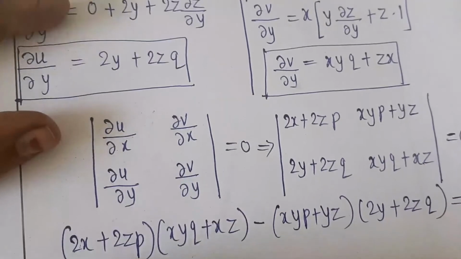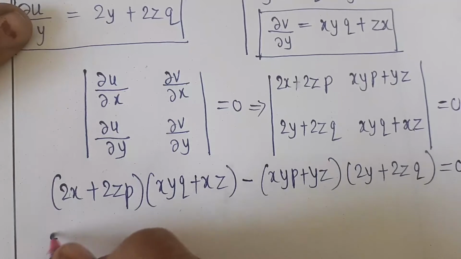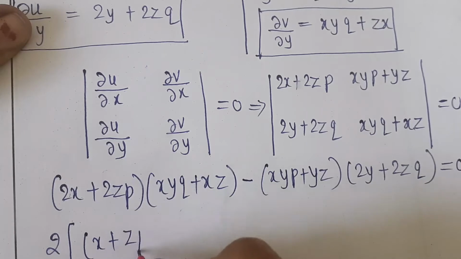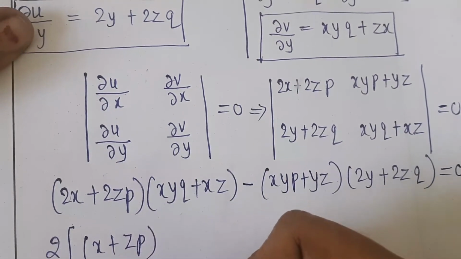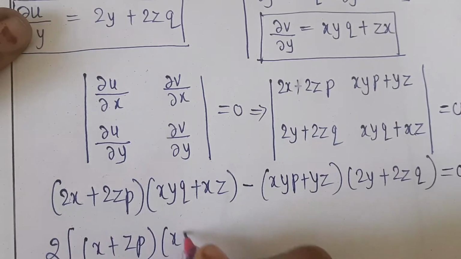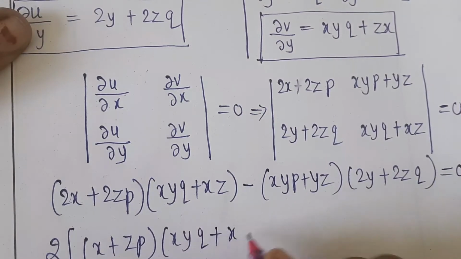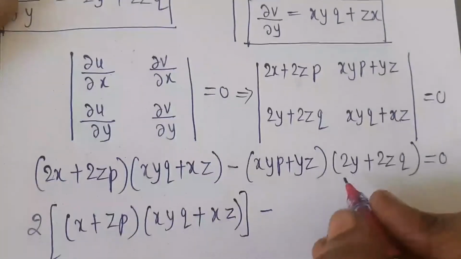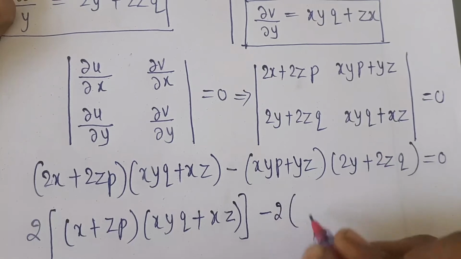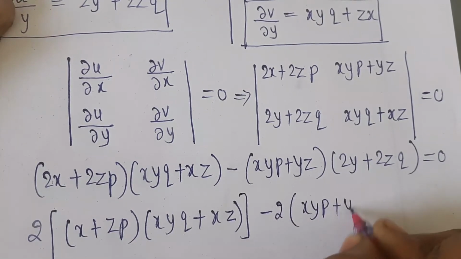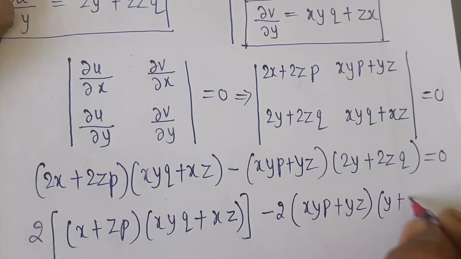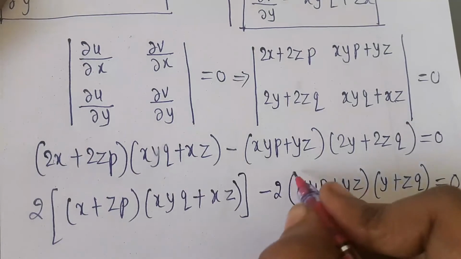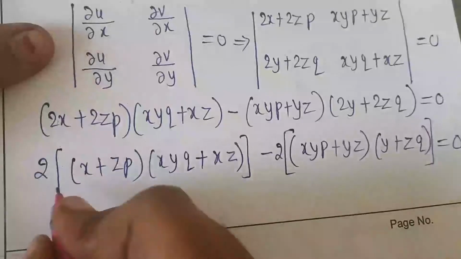Now we can take 2 common from the first bracket. So 2 outside, multiplied with x plus zp, or you can keep it as it is, x plus zp multiplied by xyq plus xz, minus, again 2 is common from the second term, xyp plus yz multiplied by y plus zq. This is equal to 0. So we can divide the whole term by 2 and multiply simply.